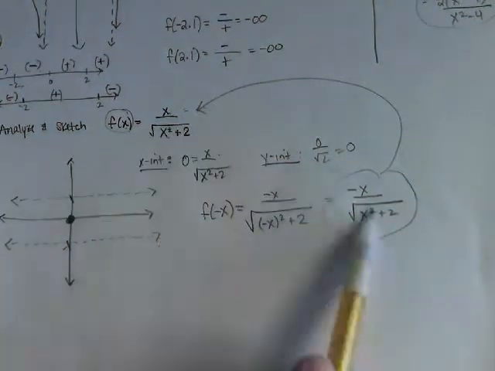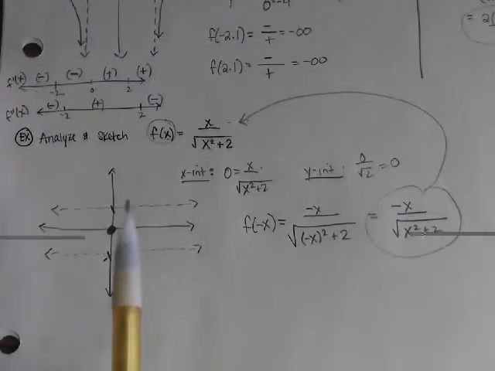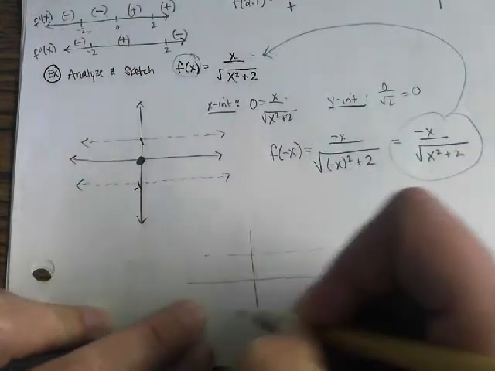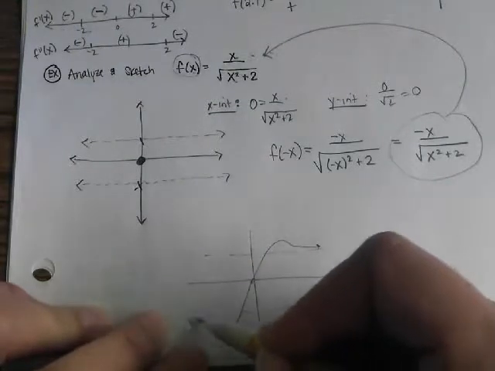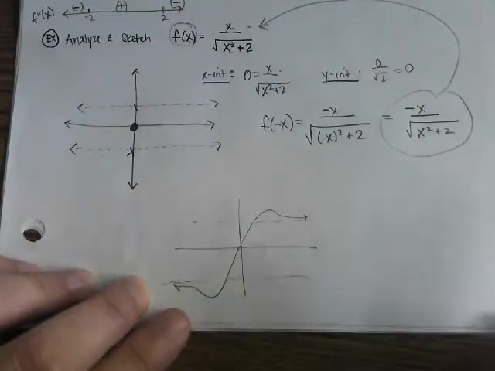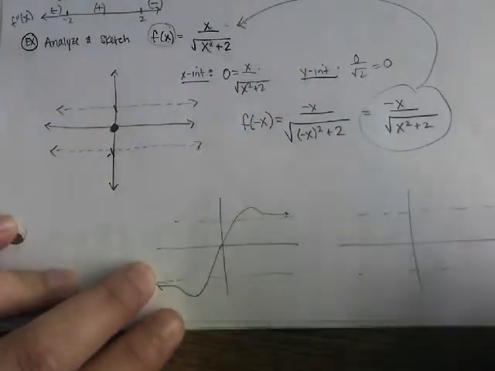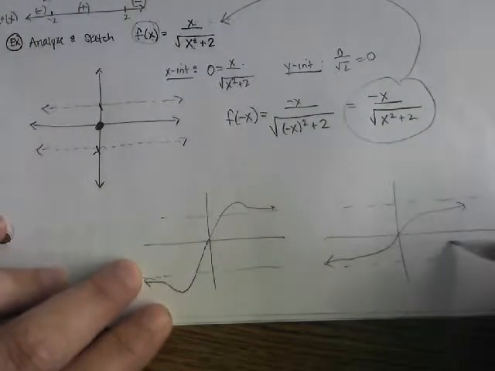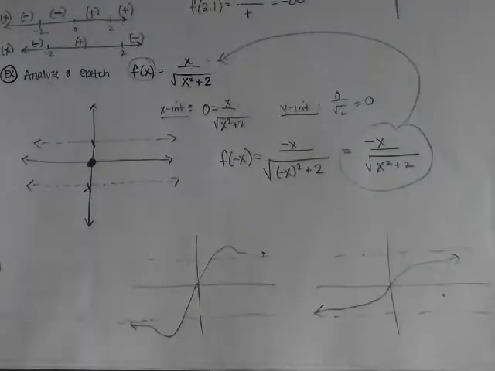Still though, I've got two kinds of graphs floating around in my head. I've seen stuff that looks like this. That would be symmetrical to the origin still. Versus I've seen stuff that looks just like this. And that's also symmetrical to the origin. So what does this one have that this one would not have? Relative mins and maxes.